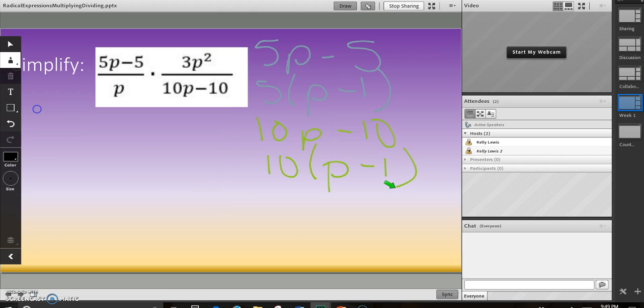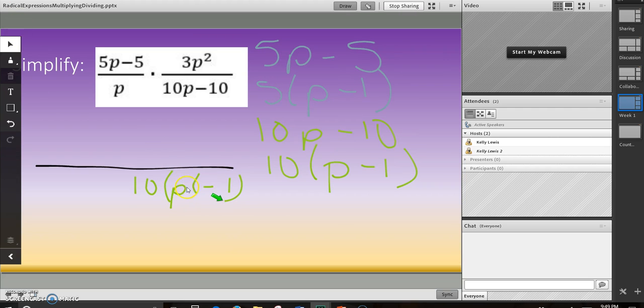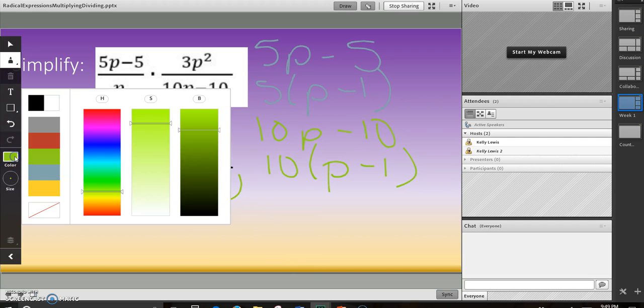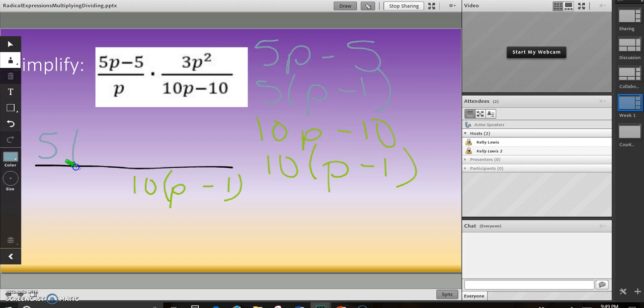When I do that, I'm going to write it as one big fraction, because when you multiply, you can just multiply across. 10 times p minus 1. Let me take that off. There we go. I needed a sound effect, obviously. Only funny to me. And then let me write this originally there, 3p squared and p.